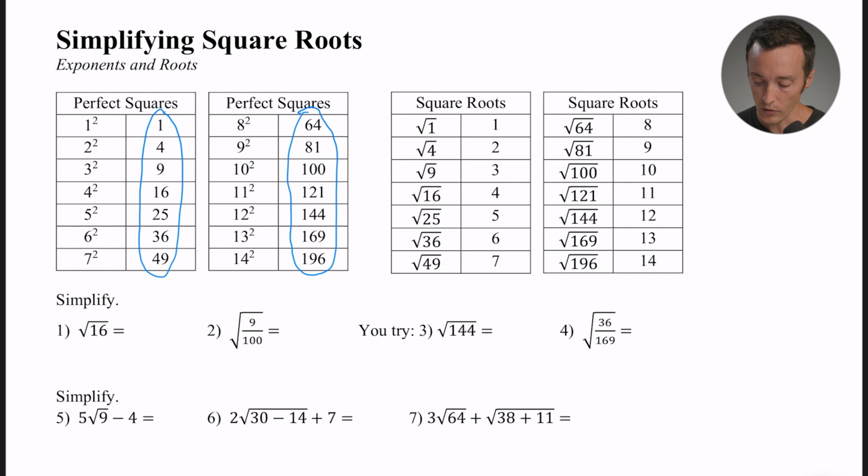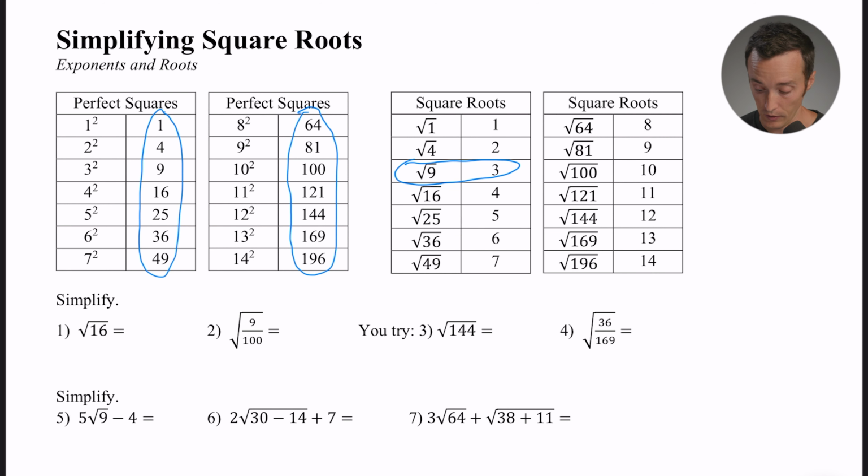Now, square roots are sort of the opposite. The square root of 1 is 1. The square root of 4 is 2. The square root of 9 is 3, and so on. Essentially, for the square root of 9, what you're asking is, what number squared gives you 9? That's what a square root is. In this case, it would be 3.